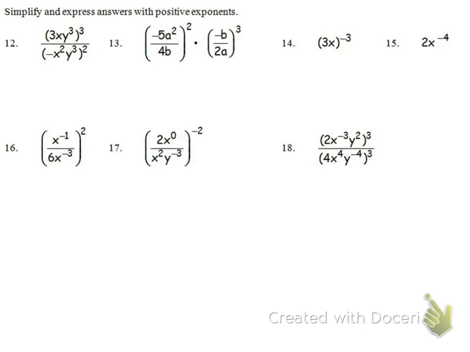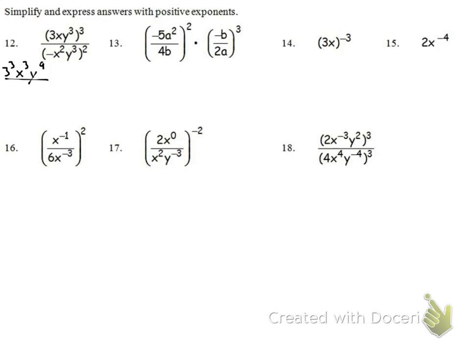Now we're looking at number 12. Number 12, we're going to focus on the numerator and denominator separately and then put them together. So if I look at the top, I'm going to distribute. We want to think of that 3 as the exponent. So that's going to give me 3 to the third, x to the third, and if I have y to the third, I really have 9y, so that's y to the 9th.